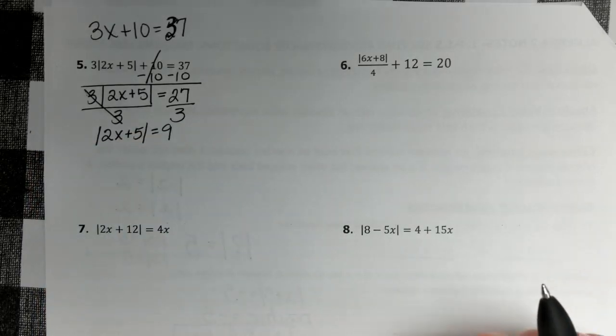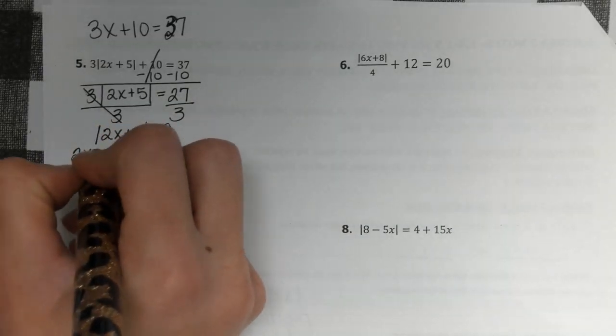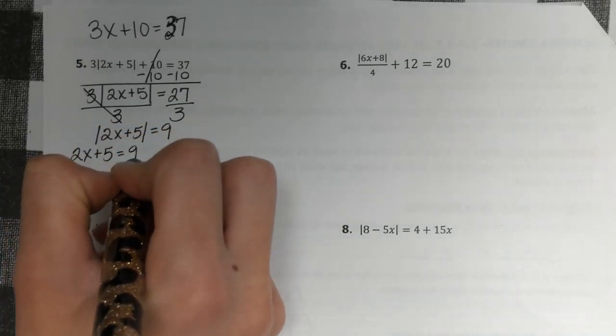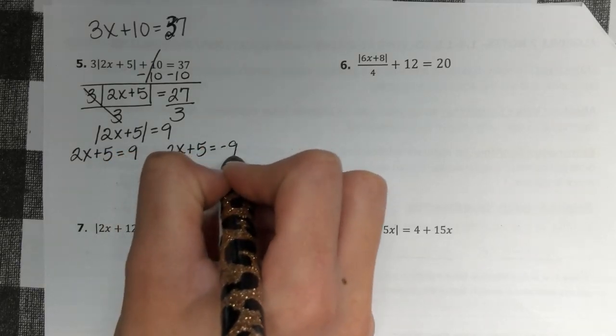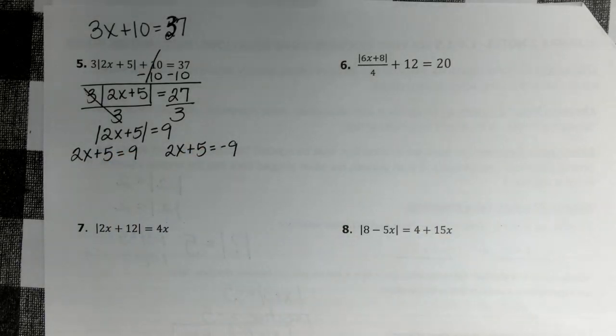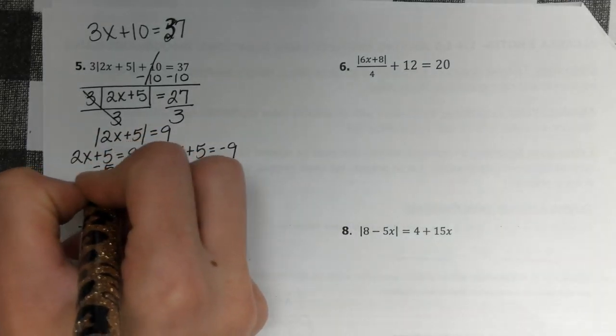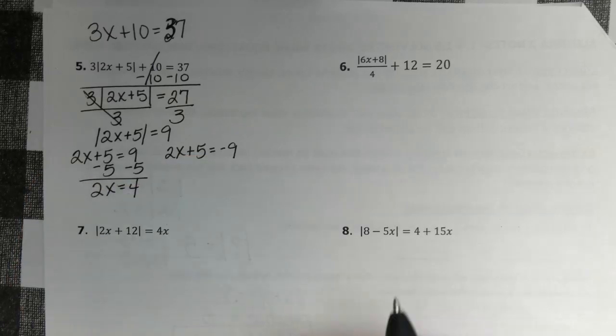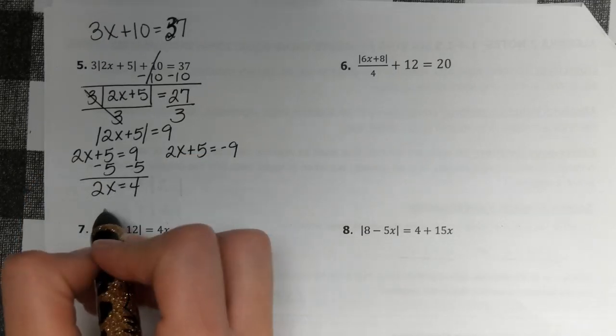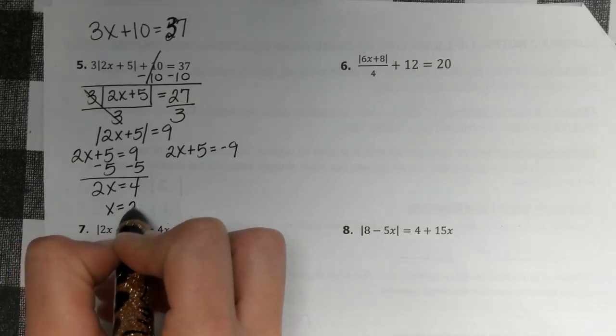Now I've got it by itself. I can split 2x plus 5 equals positive 9 and 2x plus 5 equals negative 9. Okay, now we solve. So I would subtract my 5. 2x equals 4. Divide by 2. And x equals 2.